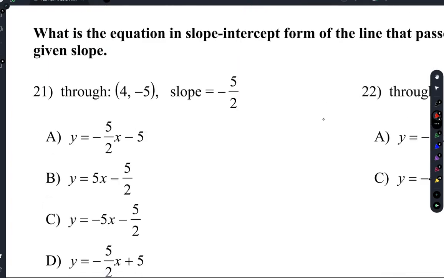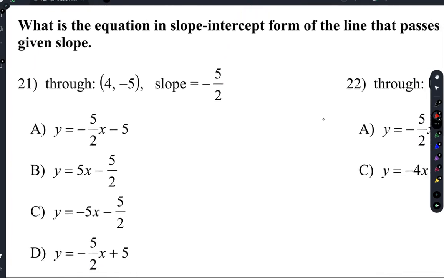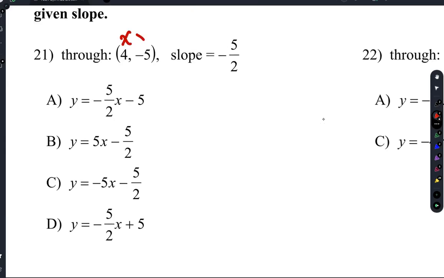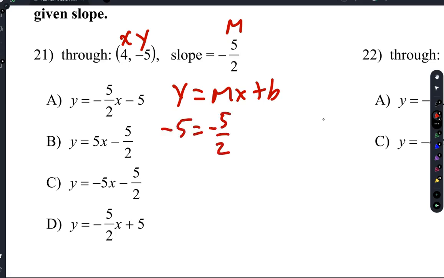Okay, and lastly, 21. So it goes to this point. This is my x and y. This is my slope. I'm going to do y equals mx plus b. I know my x, my y, my m. I do not know my b. So my y is negative 5. My m is negative 5 over 2. My x is 4, plus b. And I'm going to put that into nSolve.